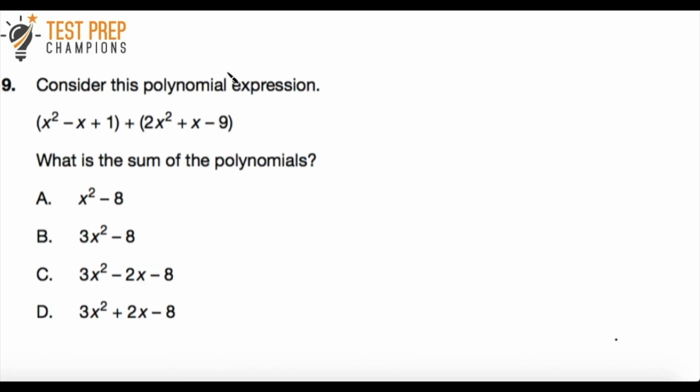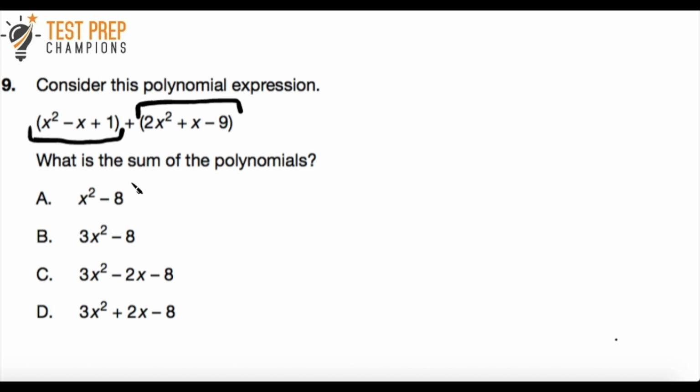Okay, question 9. Consider this polynomial expression. So we see two polynomials. Let's call everything between these parentheses here polynomial 1, and this is the second polynomial, polynomial 2. So we're adding these up. It says, what is the sum of these polynomials? So go ahead, try to add these polynomials up, and then we'll go over it.